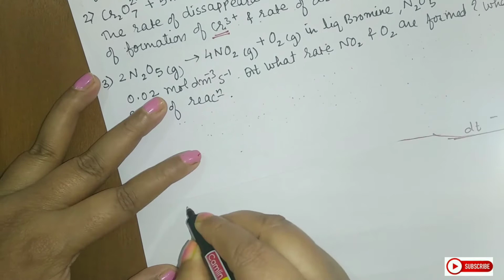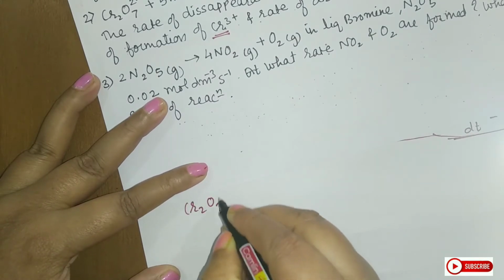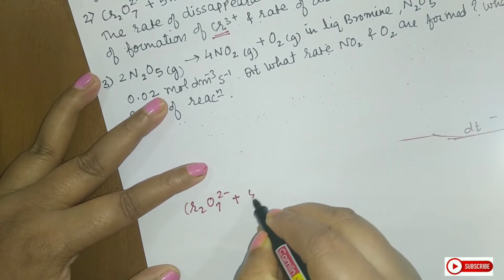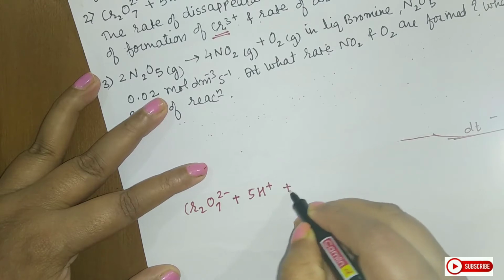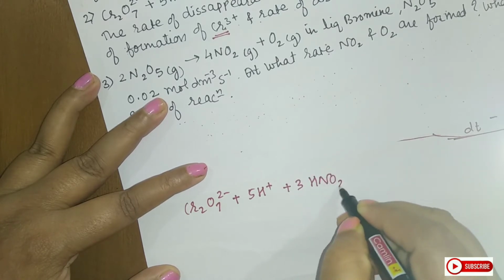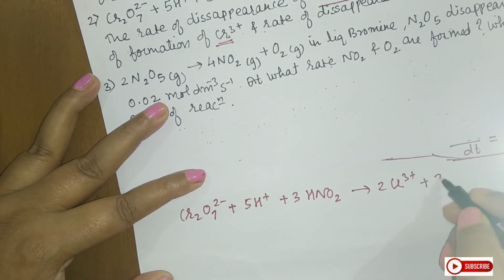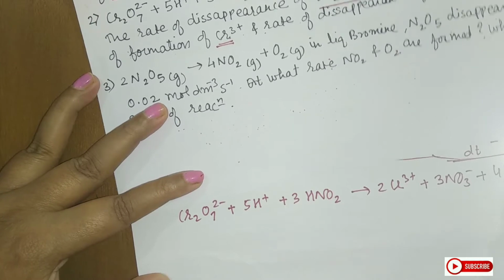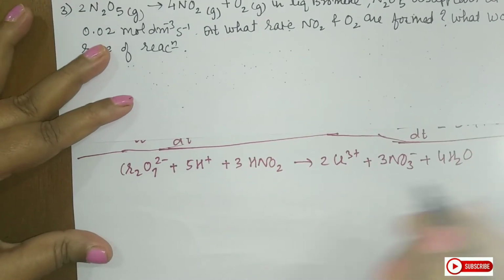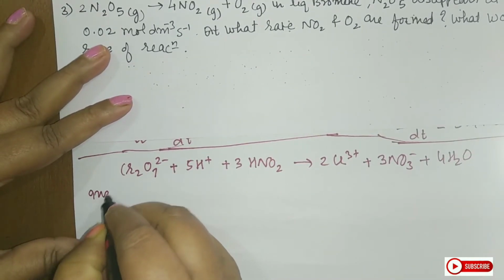So it will be Cr2O7 2 minus plus 5H plus plus 3HNO2 gives 2Cr3 plus plus 3NO3 minus and 4H2O. So I have written the equation. Now I will go for instantaneous rate.